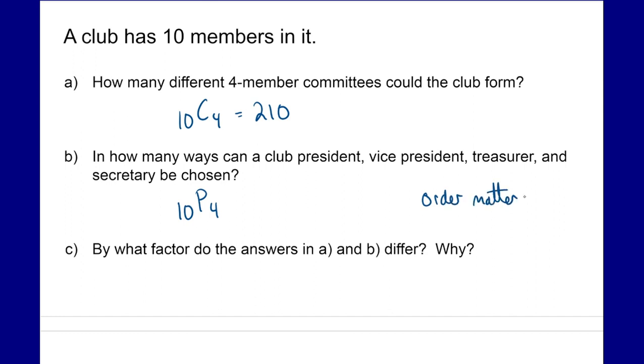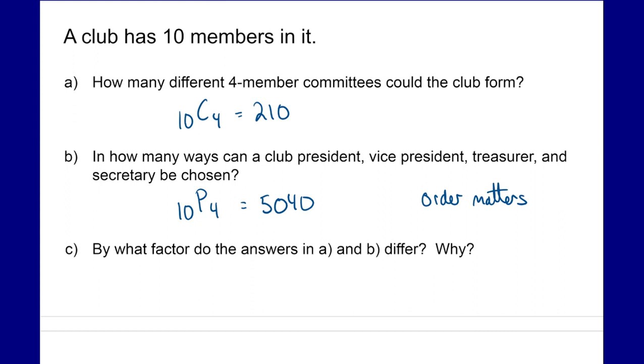In this case, order matters. So that's the difference between the two. So this would equal 5,040. Now, question C is asking, by what factor do the answers in A and B differ, and why? So how much larger is one compared to the other?